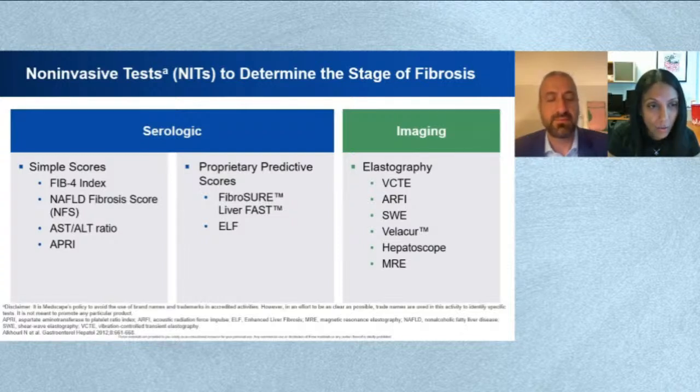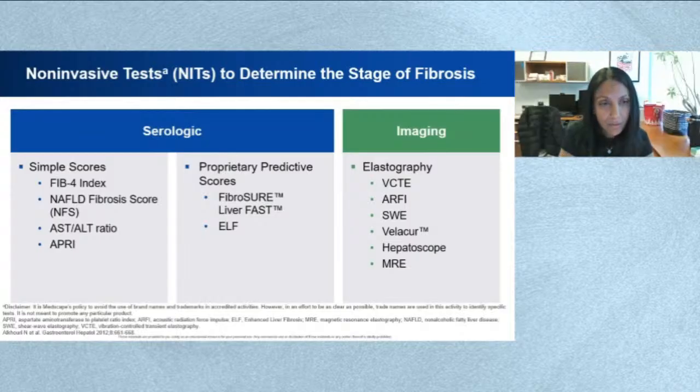They're the serologic tests that are simple scores. These are things like the FIB-4 index, for example, is probably what we see the most often in care pathways and algorithms and in the literature. And these are tests that use everyday labs, AST, ALT, patient characteristics to determine the risk of having advanced fibrosis or not, or ruling out advanced fibrosis. So these are really easy tests to do with everyday blood tests that you're checking in your patients.